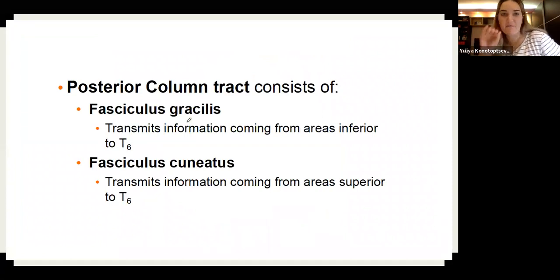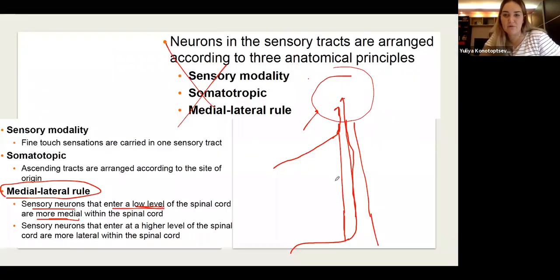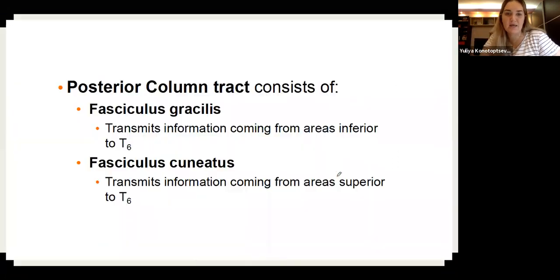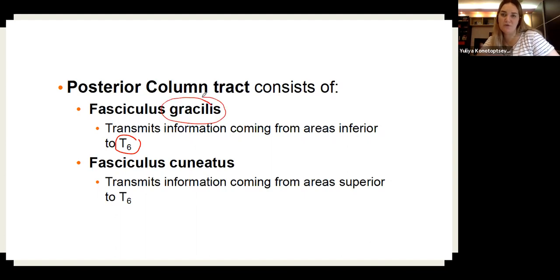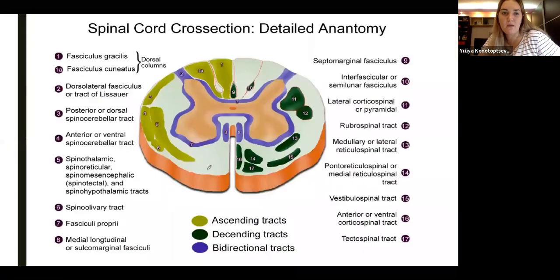So how do we know which level is the low, which level is the high? T6. Any axons which are entering inferiorly to the T6, they are from the lower limb, so they are going to be part of the gracilis, so medial. Any axons entering above the T6, they're from the upper limb, so cuneatus, laterally. Okay, the same picture for you, very clean, so you studied, yeah? Make sure that you studied.